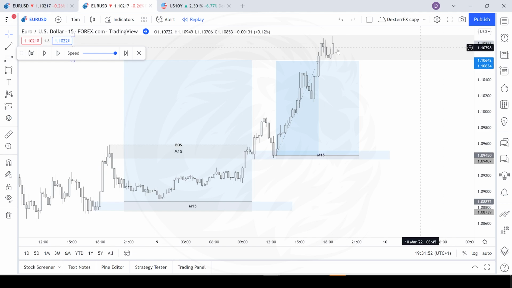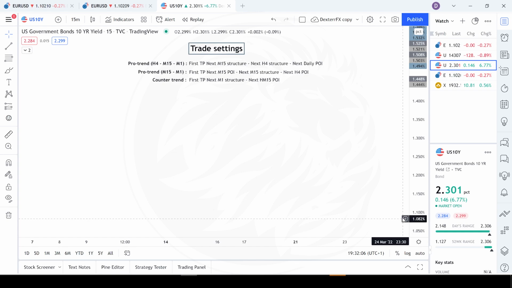So okay, now we will go to see the counter trend trade. Okay, run for the counter trend trade. So the first TP will be the next M1 structure, and the next TP will be the next M15 POI. In counter trend, I don't want to look for extra trade. If I'm looking for a counter trend trade, it's because price doesn't show something good, but I have already a good month behind me, and I can take a counter trend trade to follow the market.